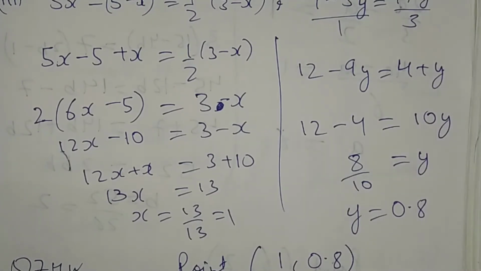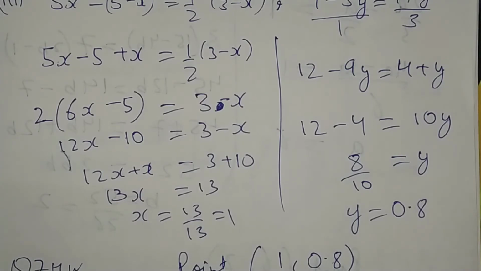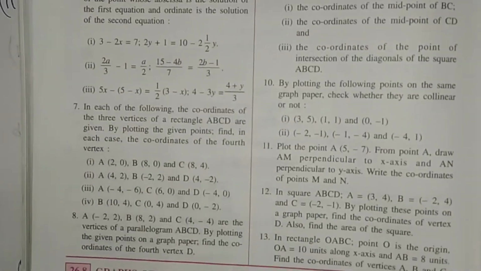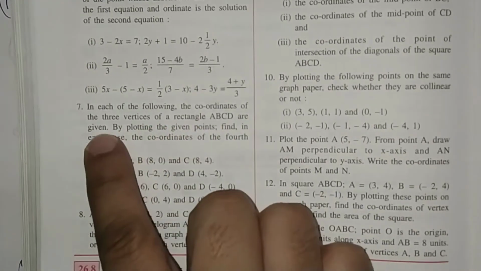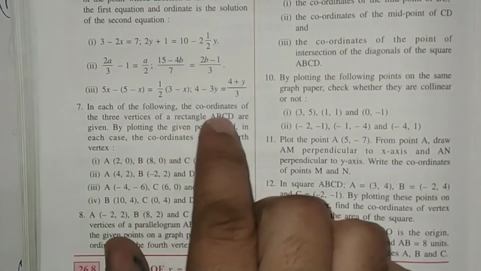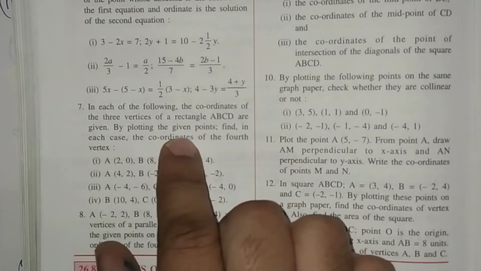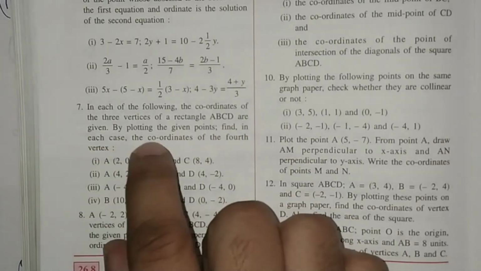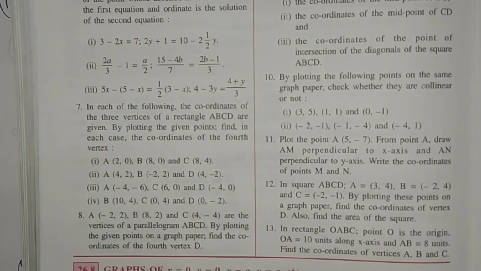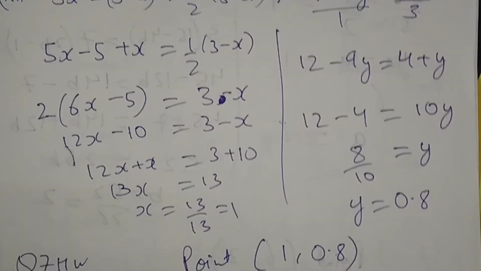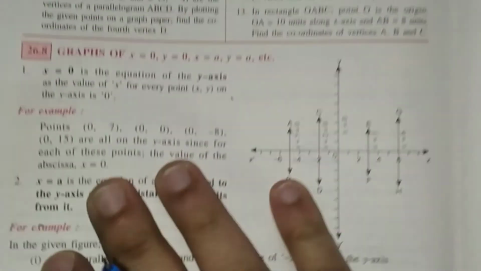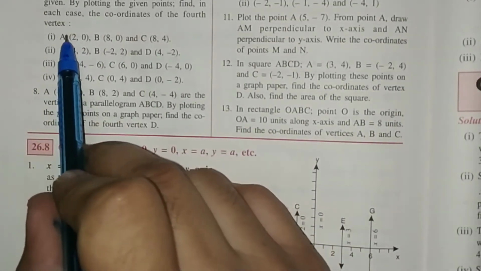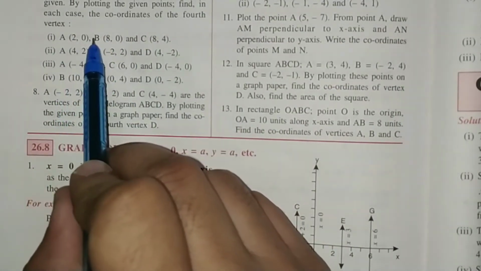Now the 7th question. In each of the following, 3 vertices of rectangle ABCD are given. By plotting the given points, find in each case the coordinates of the 4th vertex. This is also your homework question, but I will explain how to solve it. So 3 points are given, A, B, C. Just plot these 3 points.